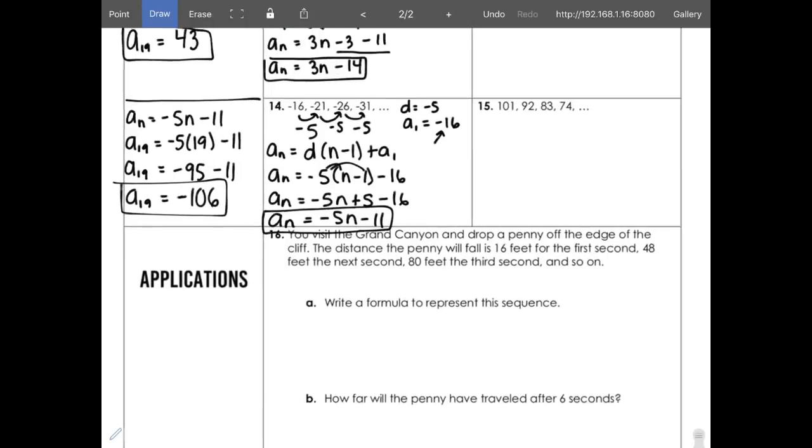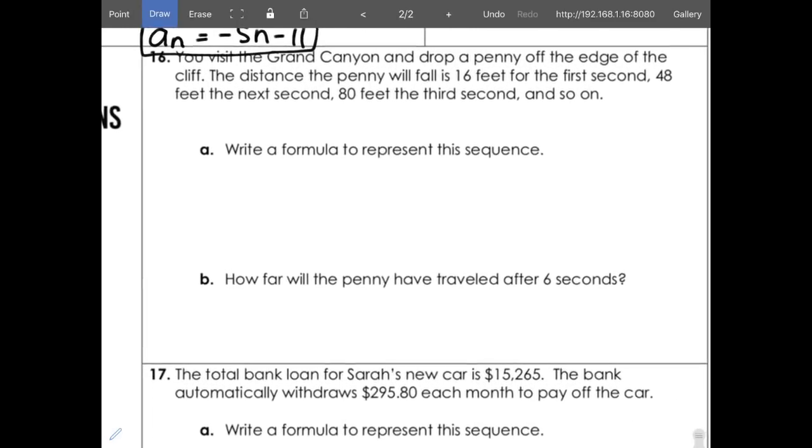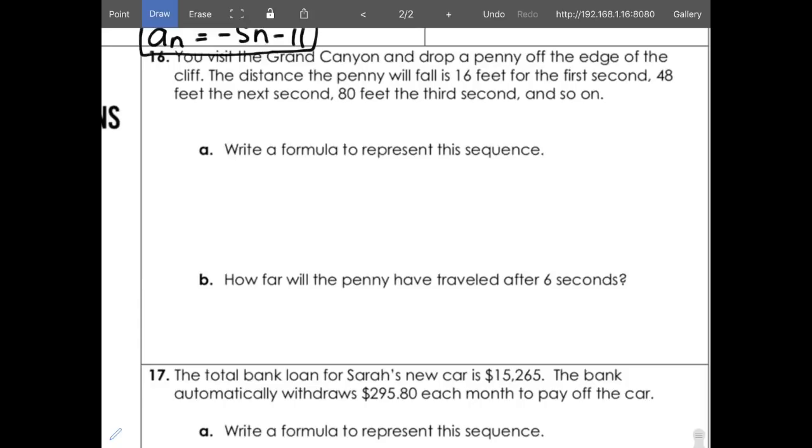Don't worry about 15. Let's talk about 16. You visit the Grand Canyon. This would be pretty cool to do with your friends. You visit the Grand Canyon and drop a penny off the edge of the cliff. The distance the penny will fall is 16 feet for the first second, 48 feet the next second, 80 feet the third second, and so on.